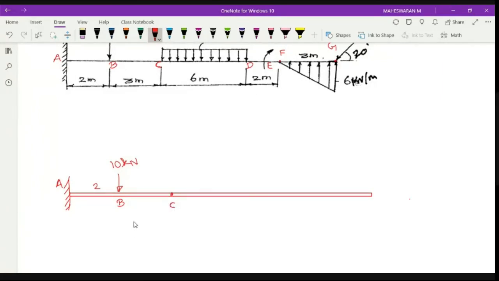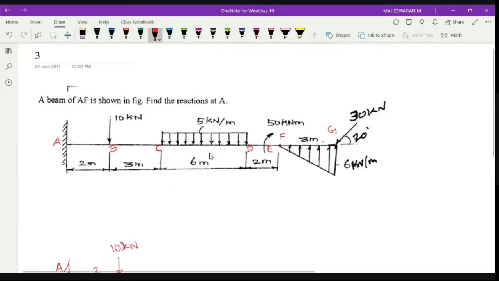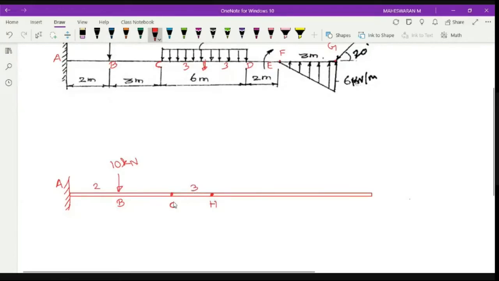But I'm going to create one more point. Right? E, F, G, H. I'm going to create one point which is H. Reason? Converting this UDL to a point load. When I convert this, what happens? So 5 kilonewton per meter. It is for 6 meters. So 5 into 6, that is my total value. That will be acting at the center, which is at 3 meter and 3 meter. Okay, so which means C to H is 3 meter. So this is also 3, B to C is also 3, which is given. So C to H is 3 meter.